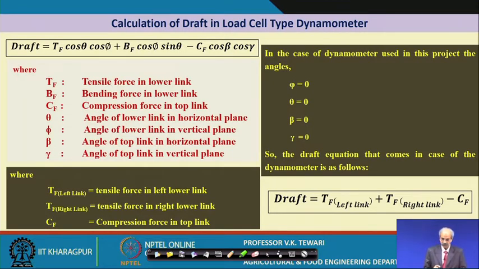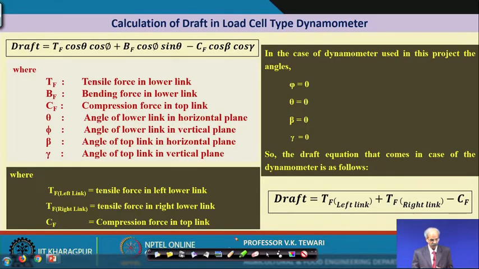Well, calculation of draft in load cell type dynamometer. So, what are the calculations we require? I would draw your attention. See, the previous lecture, we found out the tensile force, then the bending force, and the compressive forces, and the different angles, etc., which we had discussed. And by using the strain gauges, we are in a position to get the draft like this.